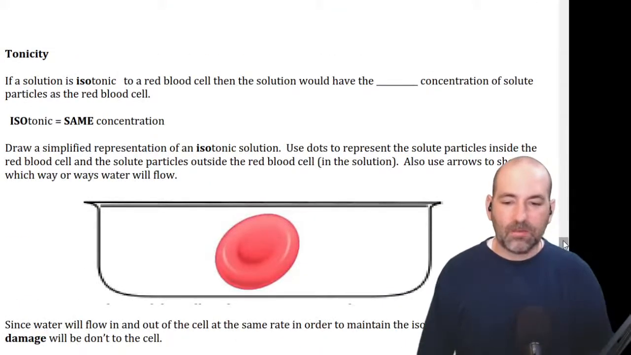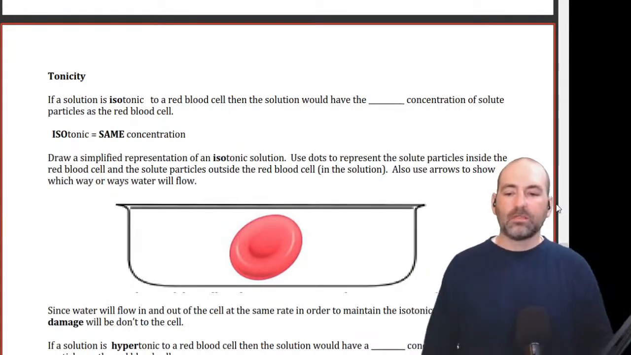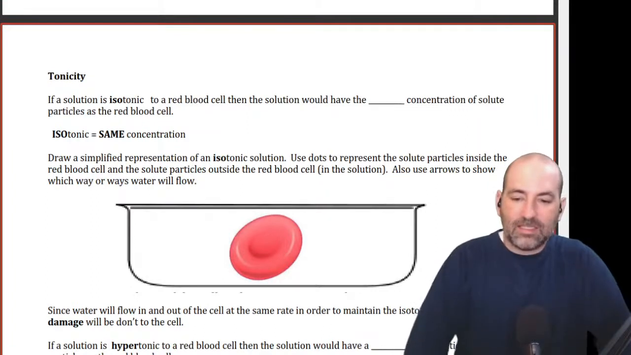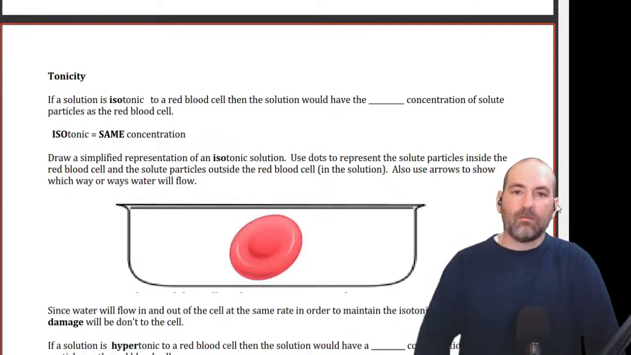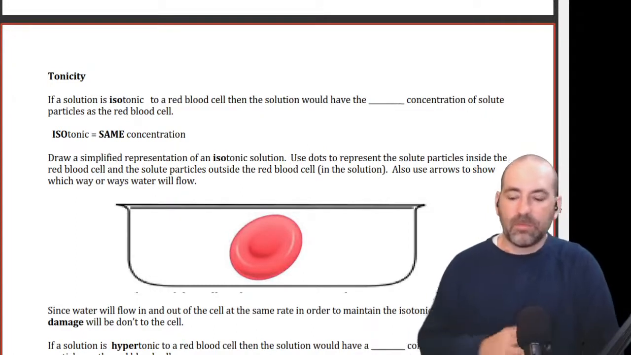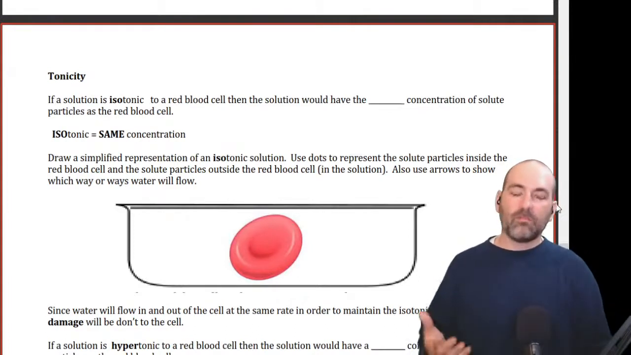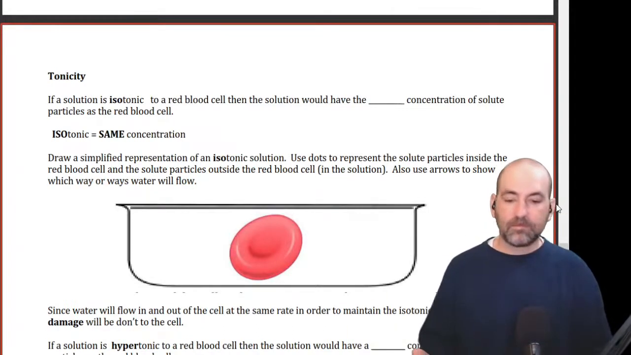All right, so thinking about these semi-permeable membranes, let's look at this idea of tonicity and how the amount of solute can affect a blood cell. This is not just applicable to blood cells, but many other types of cellular environments. We talked about how a cell membrane is a semi-permeable membrane. So particles that are in solution can pass through that membrane. And in fact, they do.